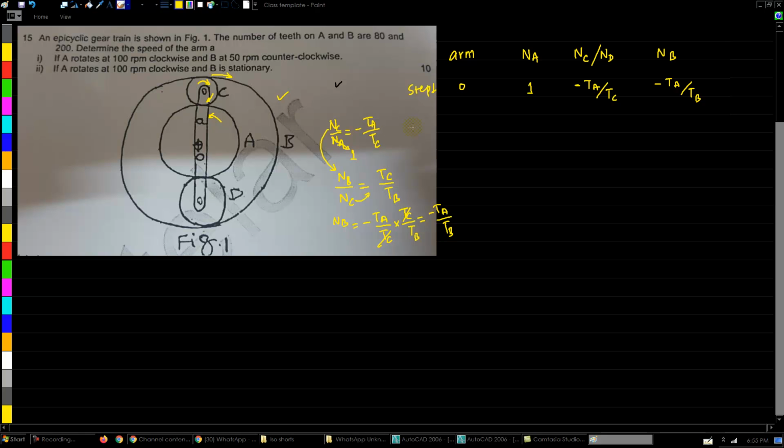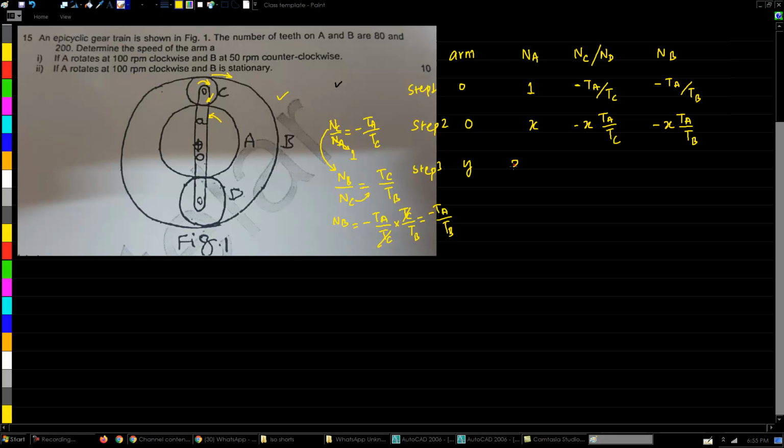Let's go ahead with steps 2 and 3. That will be very easy once the first step is done. In the second step, we'll just have to multiply this with x. So 1 into x is x, this into x is x times TA upon TC, and this one into x is minus x into TA upon TB. So this is what we got in step 2. What we are doing in step 2 is, instead of just giving one rotation, we'll be giving x rotations. And in step 3, we will give y rotations to the arm. And because all the gears are mounted on the arm, all of them will get that many rotations.